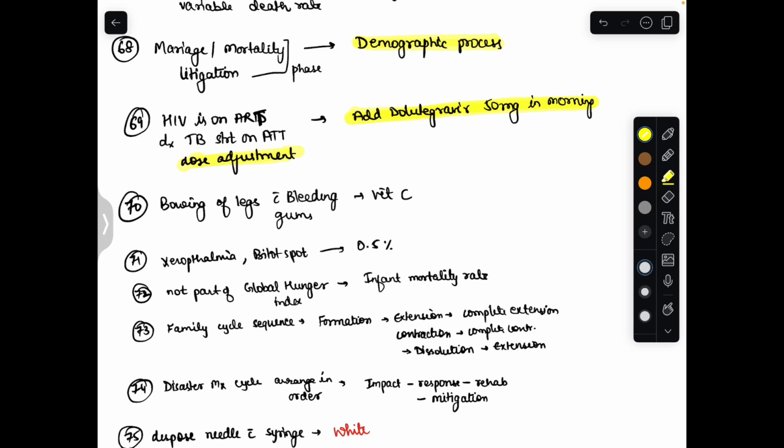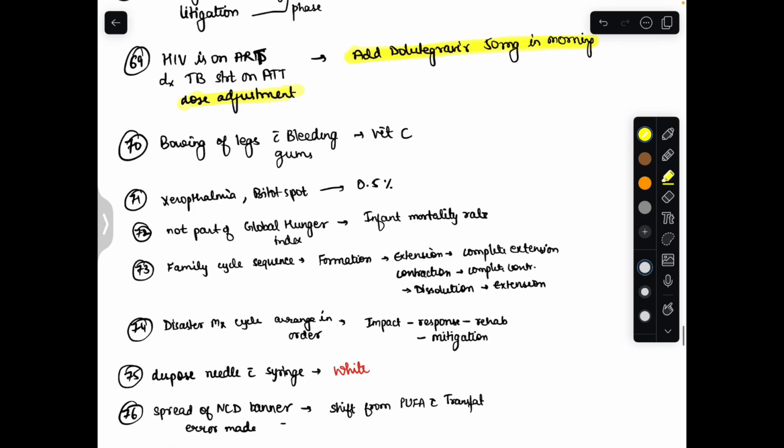This one is the correct answer, because one option was that you should not change the treatment, just continue it. So I marked that one, but the correct answer is add dolutegravir 50 milligram in the morning. I also marked it somewhere else, like in GP or maybe in a question bank, but right now I don't remember.